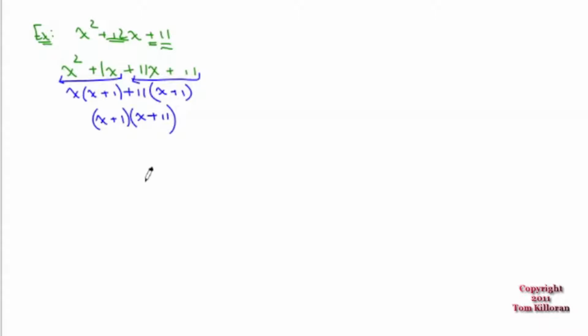And there you are. And if you want to check your work, it's not that hard. You just multiply it back out. Here's x squared, here's 11x, here's 1x, and there's 11. And 1x plus 11x is 12x. So if you multiply it back together, it should give you the original problem. Not that bad. Let's find one that's worse.